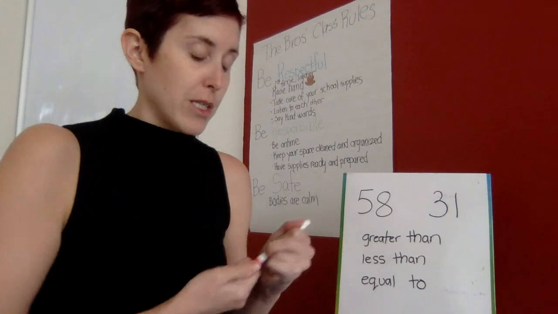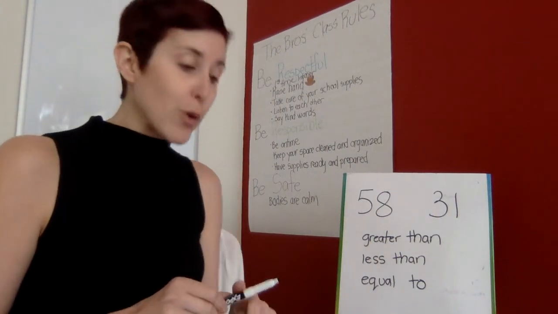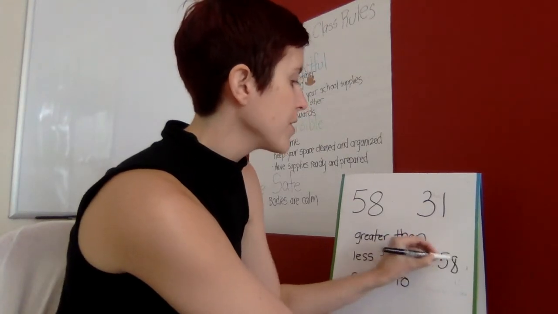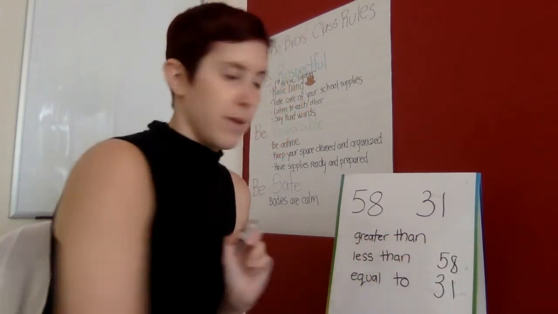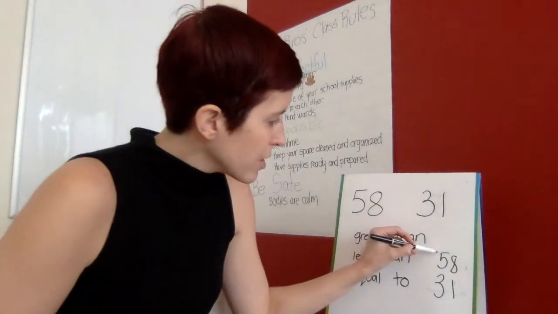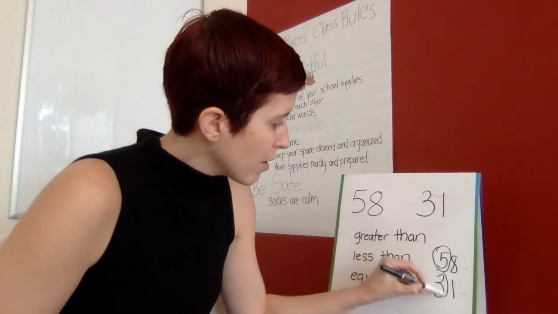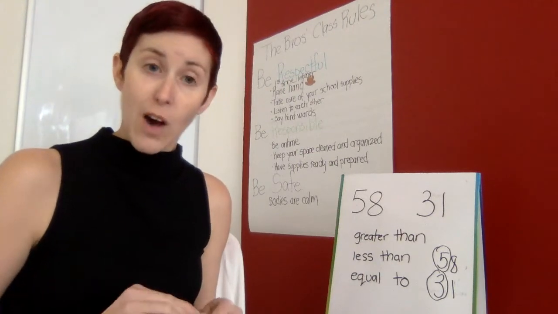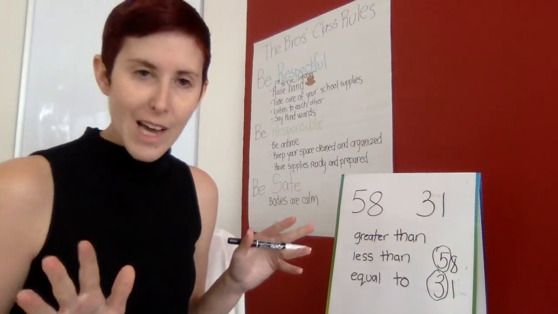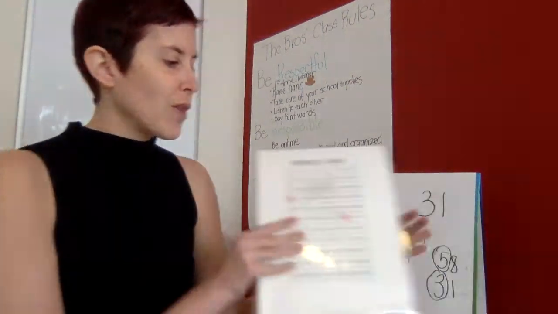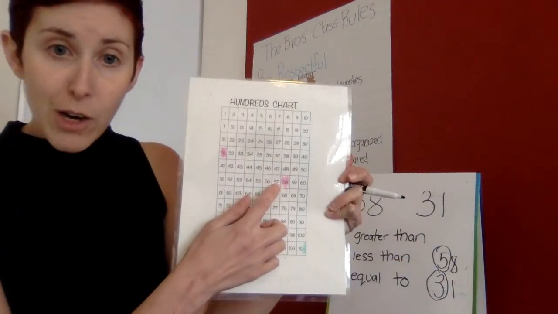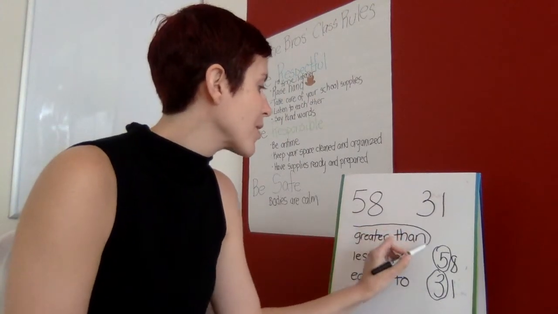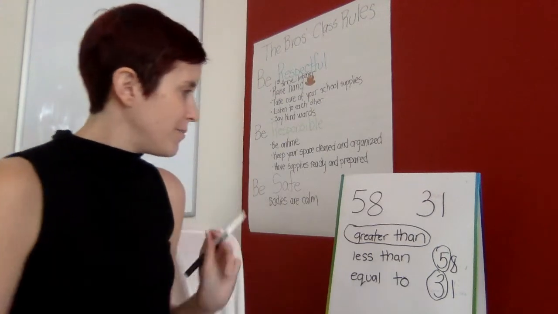Now, you're thinking to yourself, this is probably greater than. But let's look at our numbers underneath each other. So we have 58 and then 31. Okay, so let's look at this digit right here, the 5 and then the 3. Now, is 5 bigger than 3? Yes. Is 5 smaller than 3? No, it's not. So it's bigger. So we also know that our 58 is further down in our hundreds chart. So we know that 58 is greater than, it is bigger than 31.